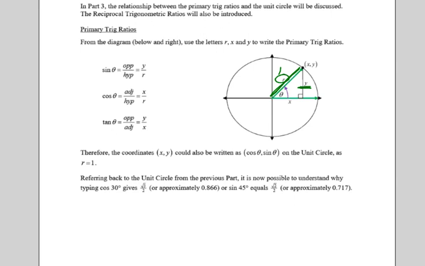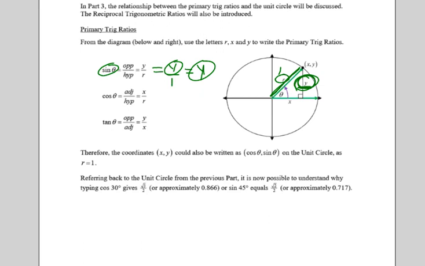So what we can say here is that sine theta is equal to y over r, or y over 1. So in this case, sine theta is going to be equal to y. So sine theta and y are the same thing. Whenever we see sine theta, your brain should be saying, okay, sine theta is my y value. That's what it's going to be for these unit circle questions.